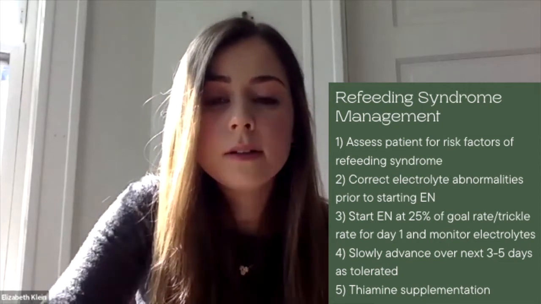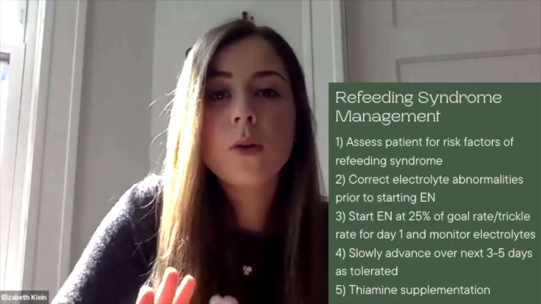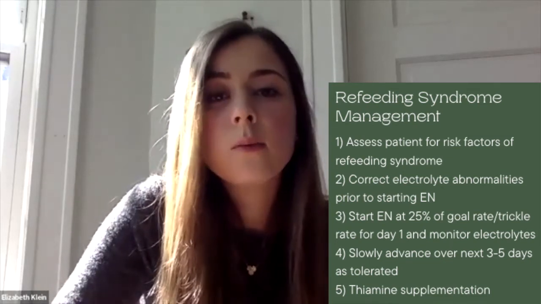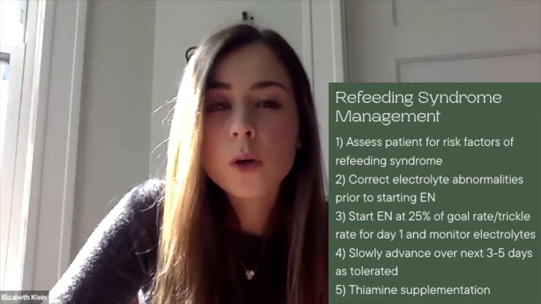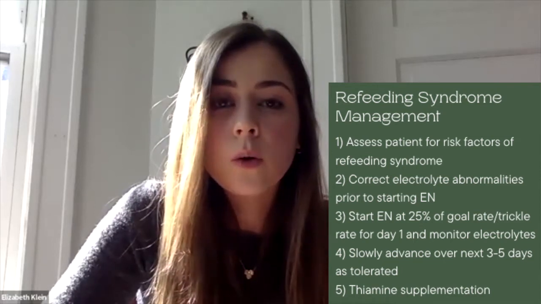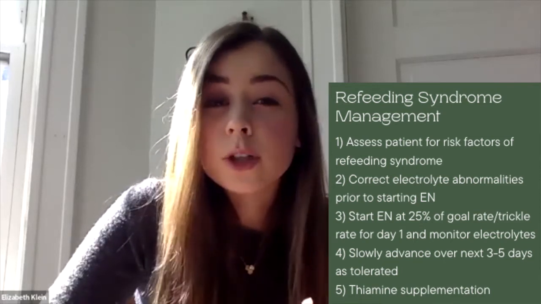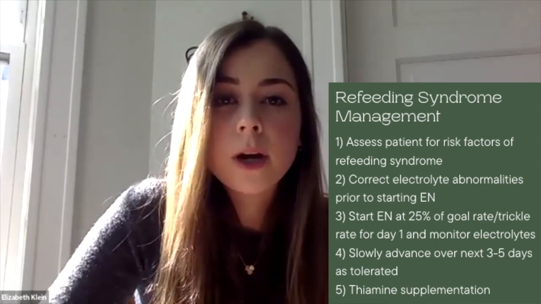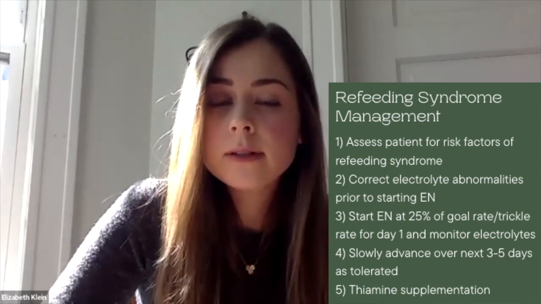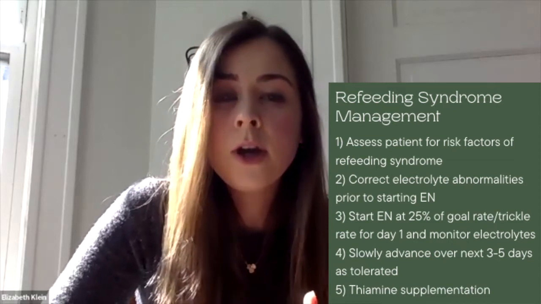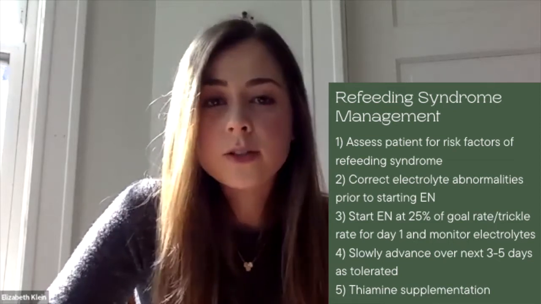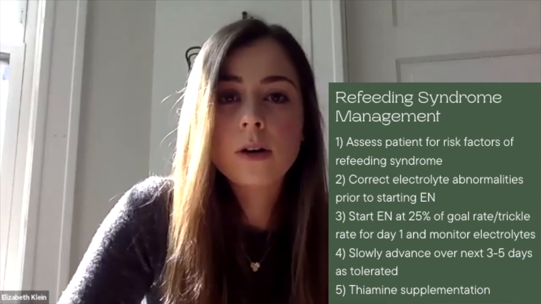And then once those electrolytes look a little better, we would start the enteral nutrition at a lower rate. So either 25% of their goal or even a trickle rate of like 20 mLs per hour for the first 24 hours, and then just monitoring their labs to see if their potassium, magnesium, phosphorus starts downtrending or becoming low.